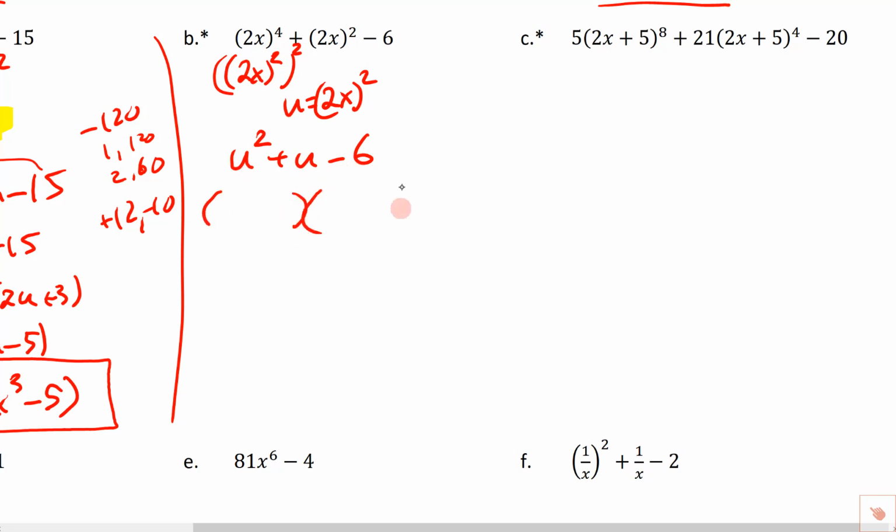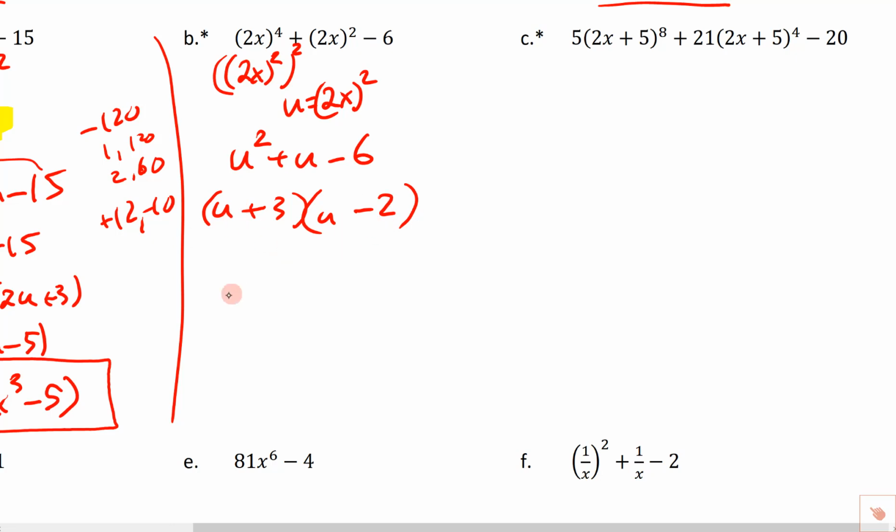This is a pretty easy trinomial. Again, we get relieved of thinking about x's and squares and all sorts of stuff like that. I just need numbers that multiply to be negative 6 and combine to be positive 1. So that's going to be a plus 3 and a negative 2. We'll just double check. They multiply to be negative 6. They combine to be positive 1.